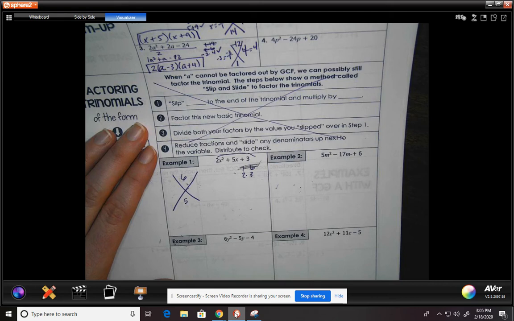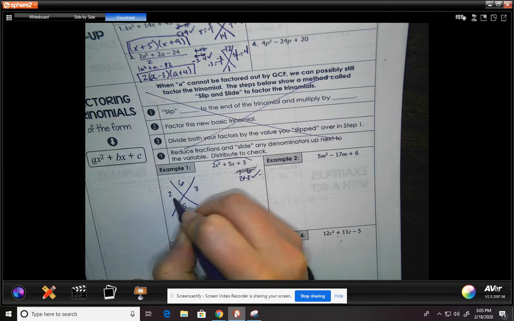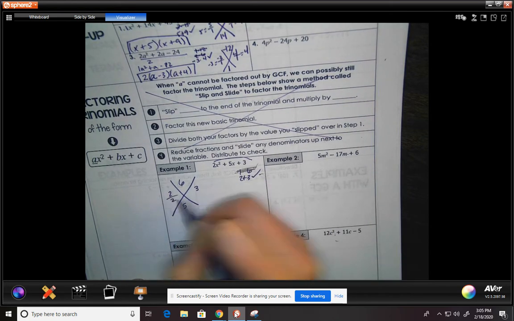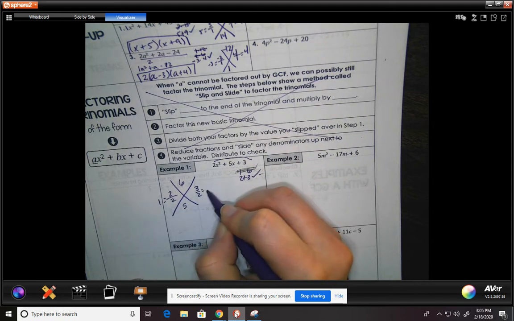And now I'm going to go back and I'm going to use 2 and 3 because 2 plus 3 gives me 5. I'm going to put a 2 and put a 3. I'm going to divide by that leading coefficient of 2. Okay, 2 divided by 2 is 1, and 3 divided by 2 cannot simplify, so I'm going to leave it as 3 over 2.